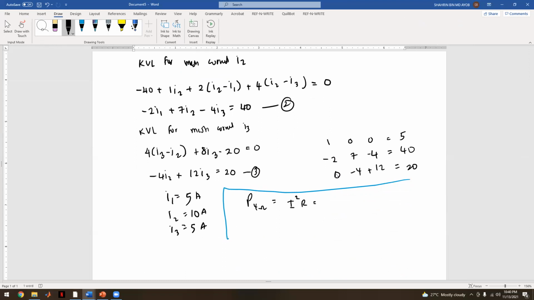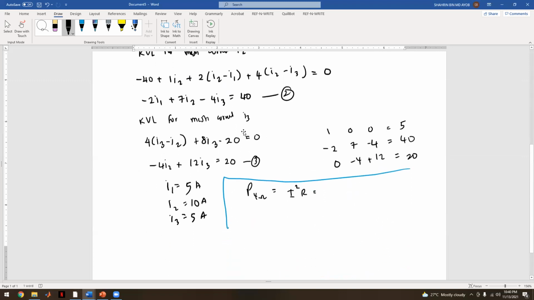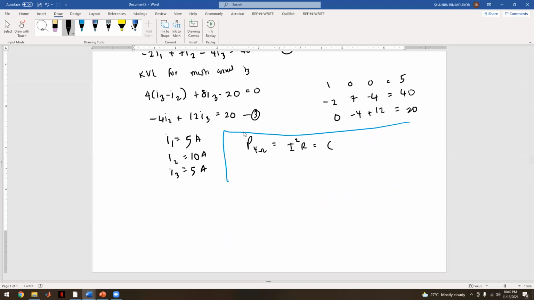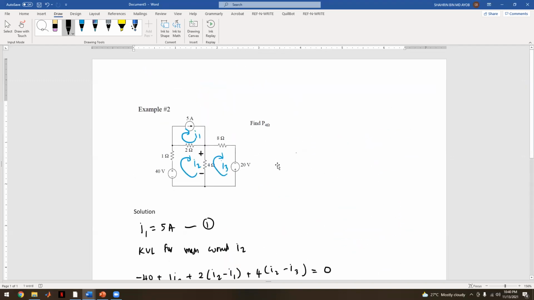So as you can see, there are two mesh currents, so you need I2 minus I3. So I2 minus I3 squared multiplied with 4 ohms. So this one is 10 minus 5 squared times 4. So 10 minus 5 is 5, 25 multiplied with 4 is 100 watt. So that is for example 2.